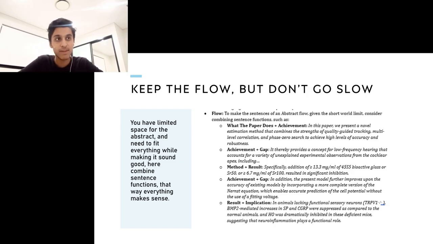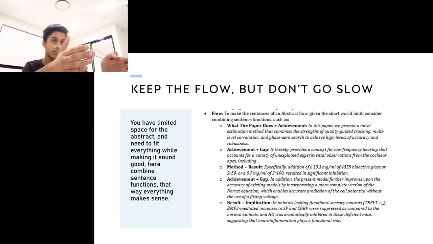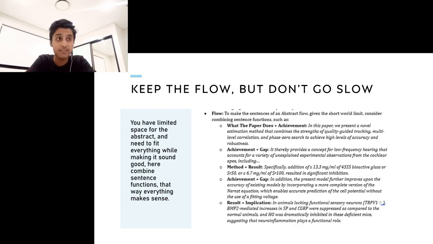Here, look, they talk about the method and the result. Specifically, addition of 13.3 milligrams per milliliter of 45S5 bioactive glass or S53P4 or something resulted in significant inhibition. So everything before the comma is the method, and everything after the comma, resulted in significant inhibition, is the result. And so as you can see, what this does is that it saves on space and doesn't compromise on the flow.